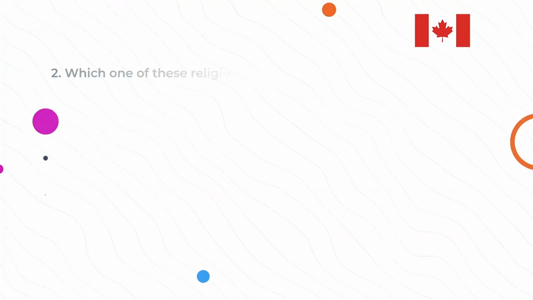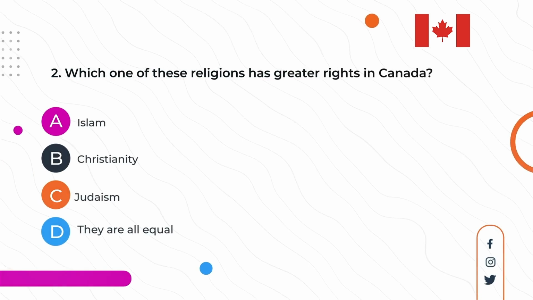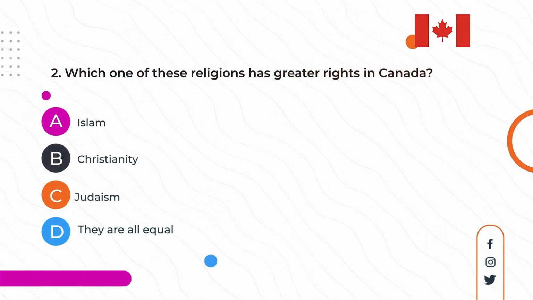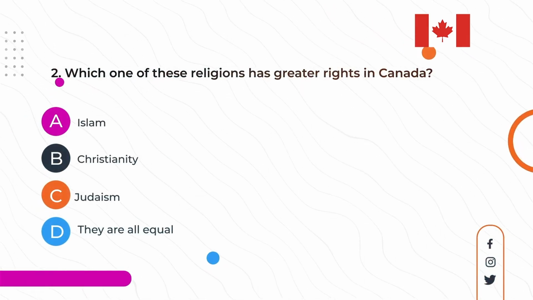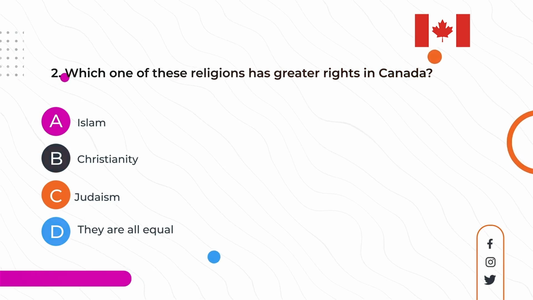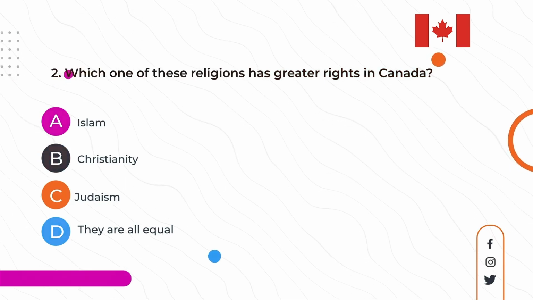Number 2. Which one of these religions has greater rights in Canada? A. Islam. B. Christianity. C. Judaism. D. They're all equal.